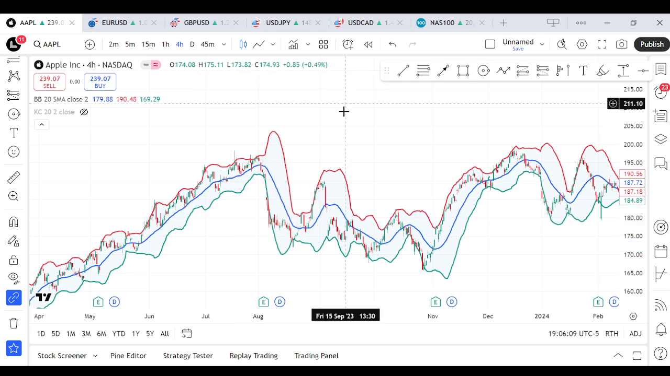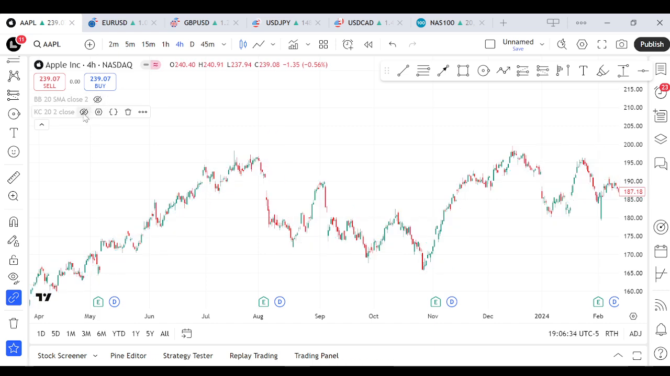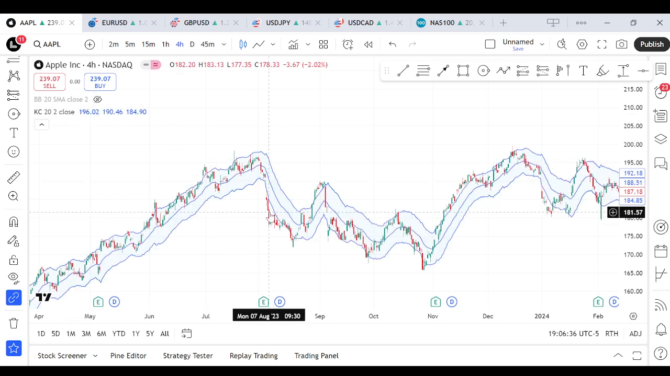So that is for the Bollinger Bands, and they are particularly useful for identifying overbought or oversold conditions and spotting potential reversals in price movements. For example, when the price touches the upper band, it may indicate overbought conditions, while touching the lower band suggests oversold conditions.